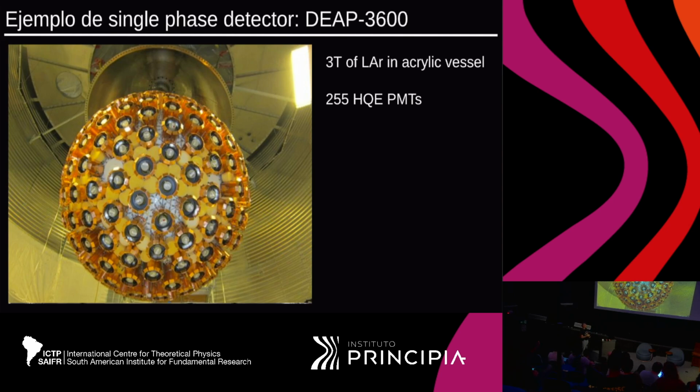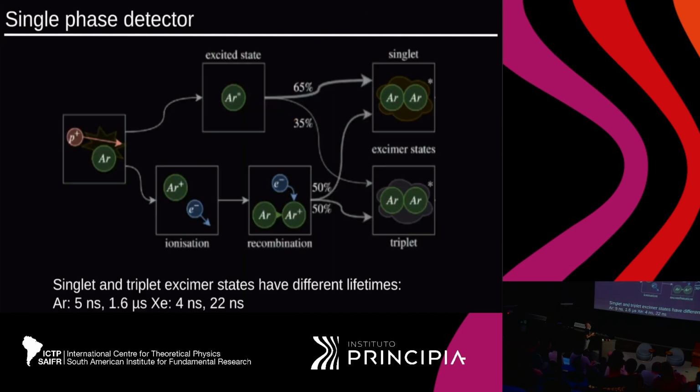There are experiments using xenon instead of argon. The biggest one right now is called XMASS, okay? But there are efforts using different targets. In this case, I chose argon as the example for the single phase detector because of a very nice characteristic that is very much used as an advantage in argon versus xenon detectors, okay?